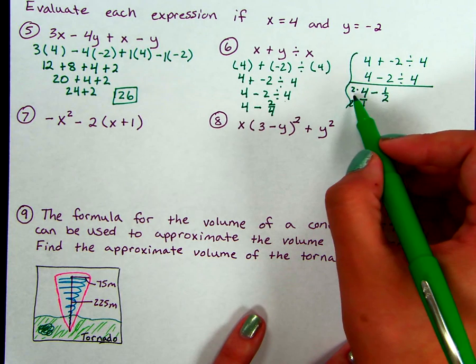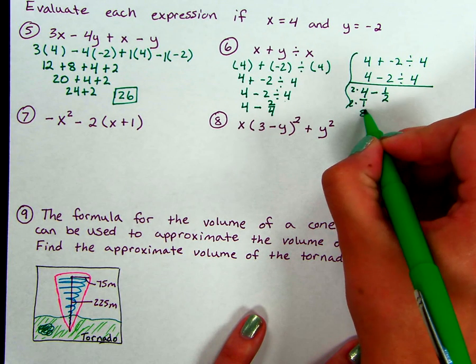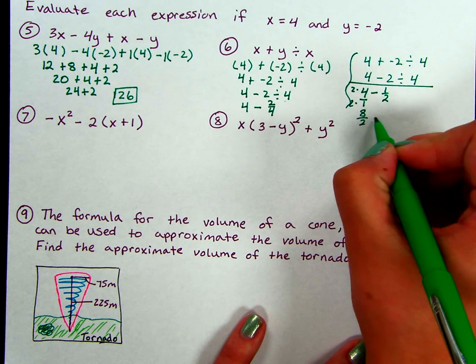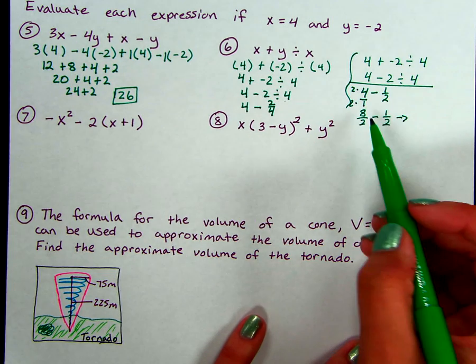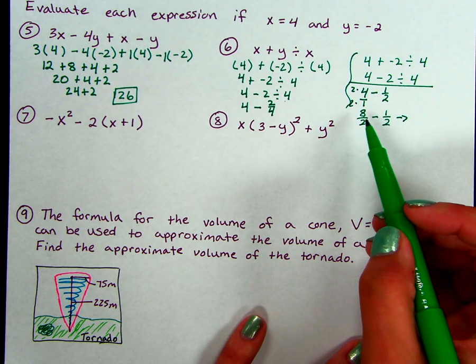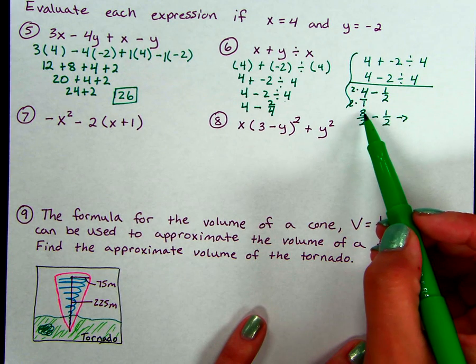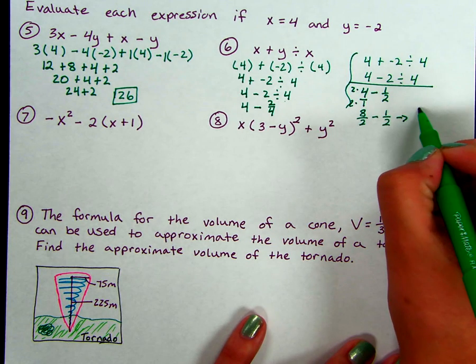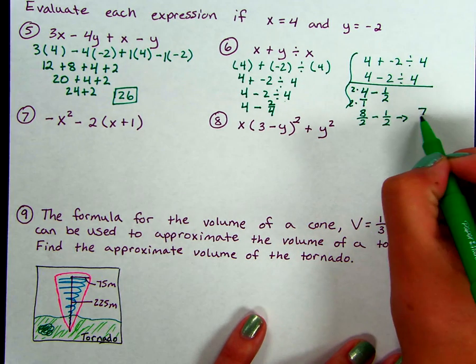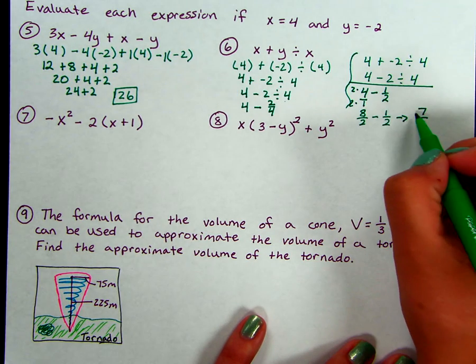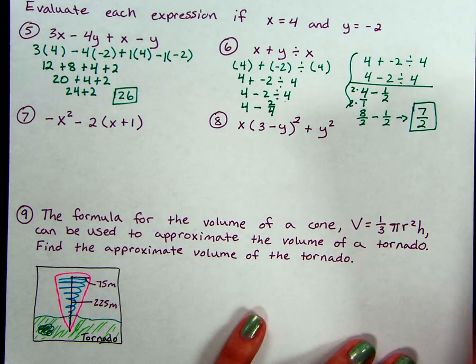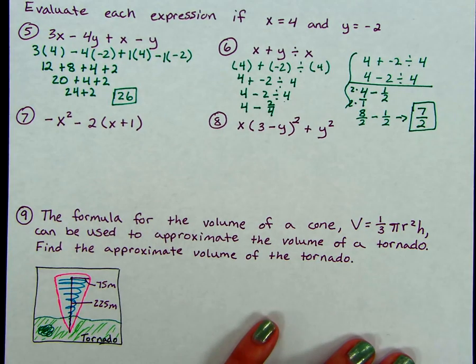But to continue now, so 2 times 4 would be 8. 2 times 1 is 2, minus 1/2. So now, since we're subtracting, we're looking at the numerator, so the top parts of the fraction. So we need to take 8 minus 1, which would give us 7, and then the denominator stays the same. And we can't reduce that any further, so 7/2 would be our final simplified answer for that.